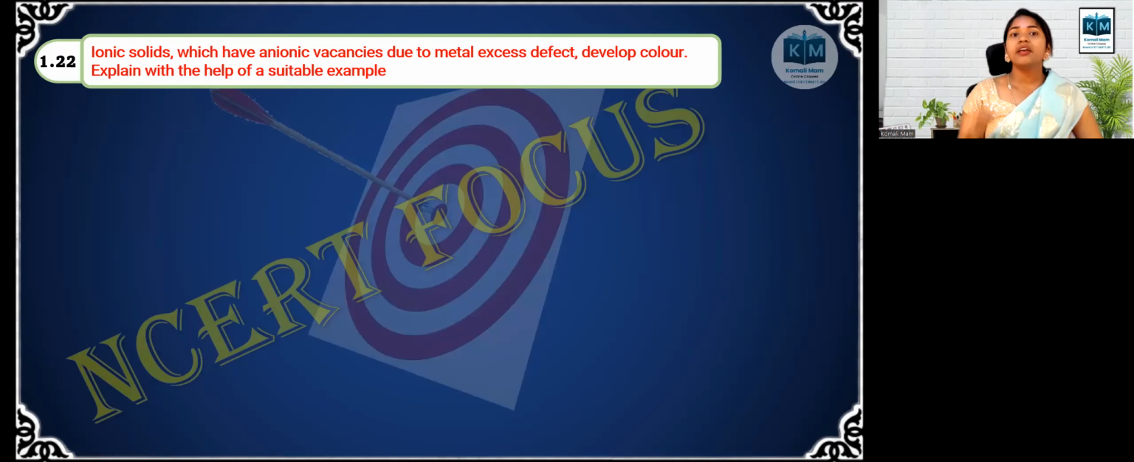See the next question. Ionic solids which have anionic vacancies due to metal excess defect develop color. Explain with the help of a suitable example. Why does it develop a color? We have seen the example of ZnO, or NaCl heated in the presence of sodium vapor. What happens?